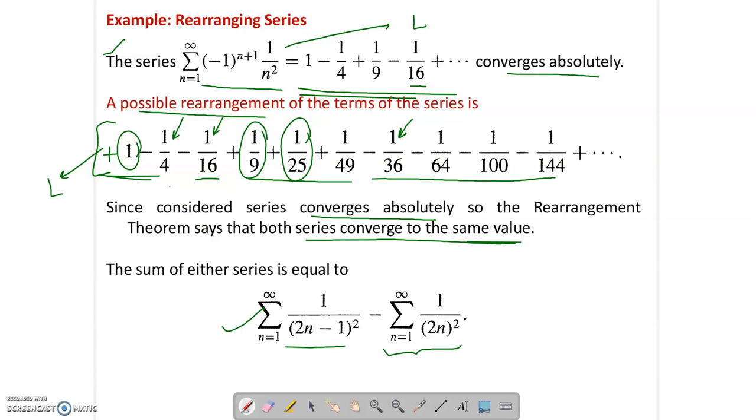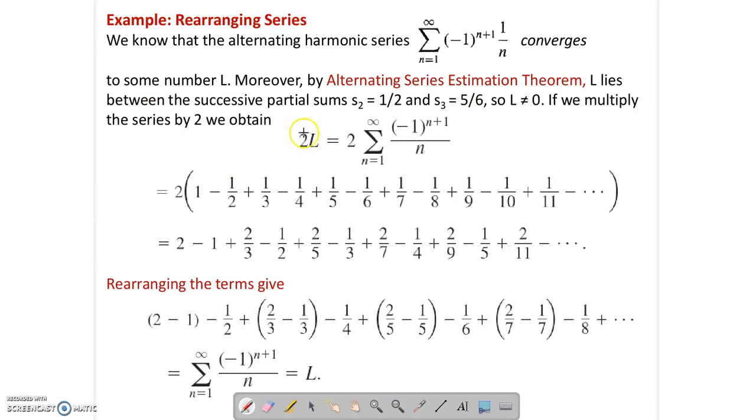Now we will consider a series which is conditionally convergent. Now see this series, we know that the alternating harmonic series converges, right? But we know that it does not converge absolutely, it converges conditionally. That also is a fact, right? Now since this series converges, we say that it converges to some number L, right?